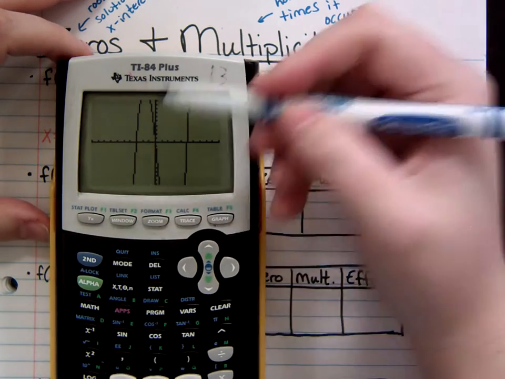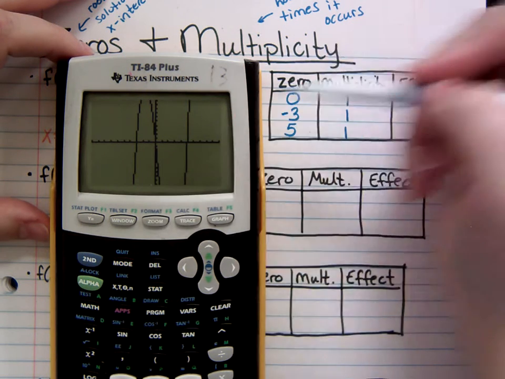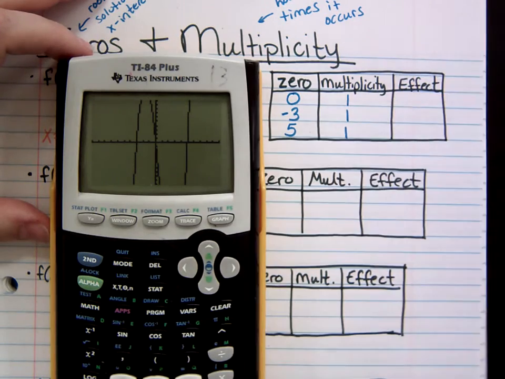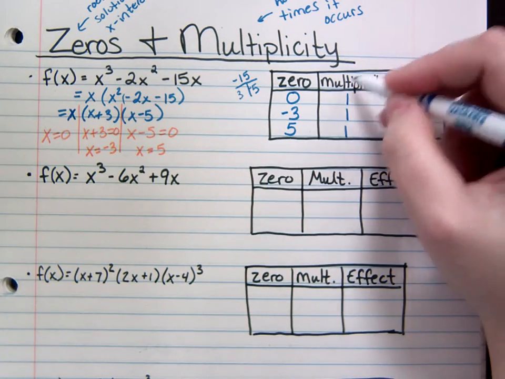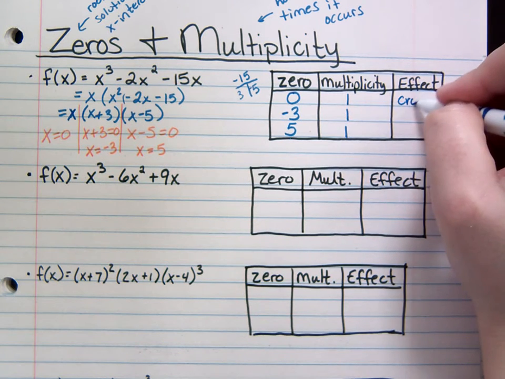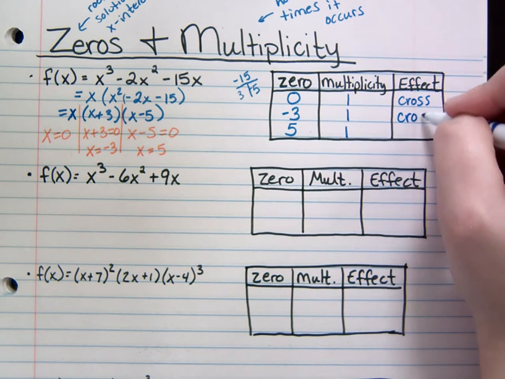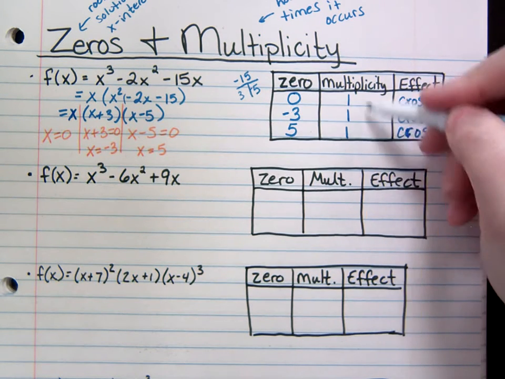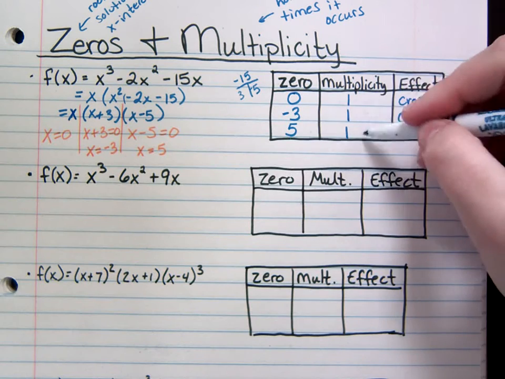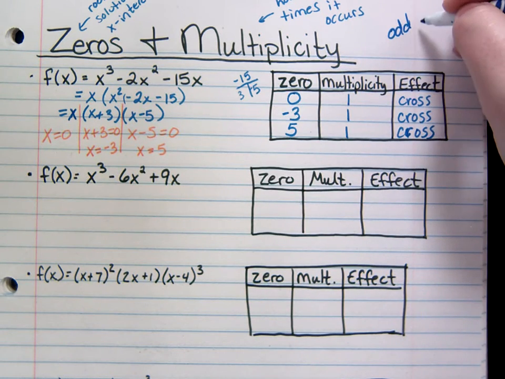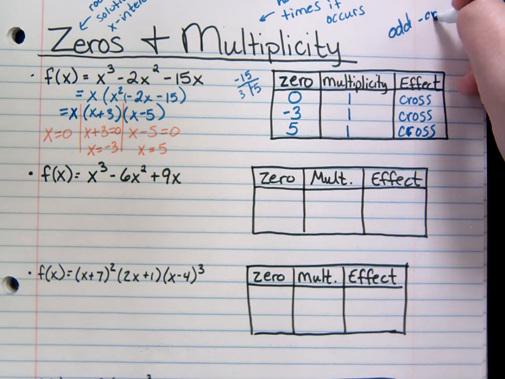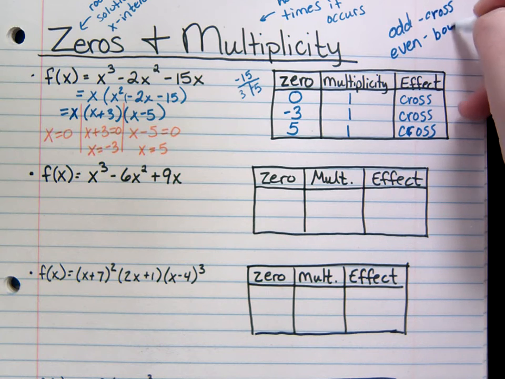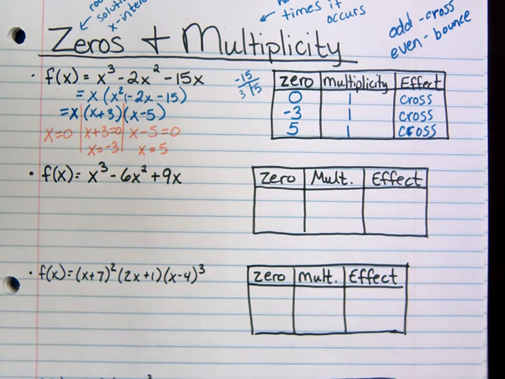Now we can see that it crosses here, here, and here at negative 3, 0, and 5, just like what we have here. So the effect of the multiplicity on the graph is that it will cross the x-axis at those locations. And I can tell because the multiplicity of each of these is odd. So odd multiplicity causes the graph to cross the x-axis. Even means it kind of bounces. And again, I will show you what that looks like in a minute.